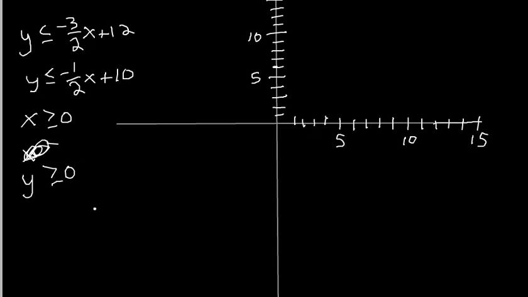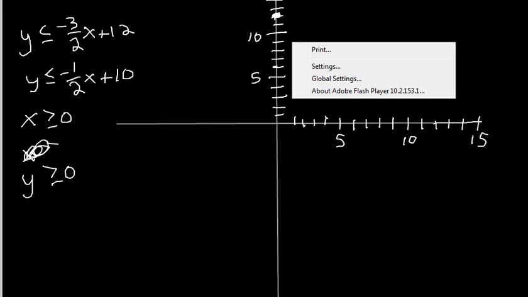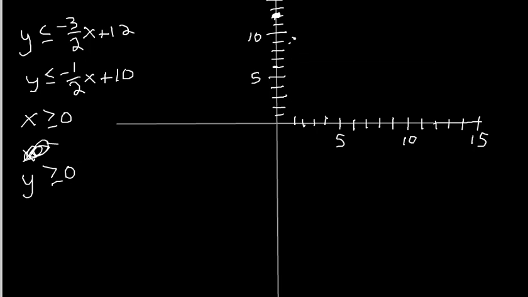Okay, let's continue. I'm going to graph this first one here, in white. I'm going to go up to 12 for the y-intercept. The y-intercept is 12. The slope is negative 3 over 2. That means from here I'm going to go down 3: 1, 2, 3. Go over 2. Put a dot, and then I would draw the line.